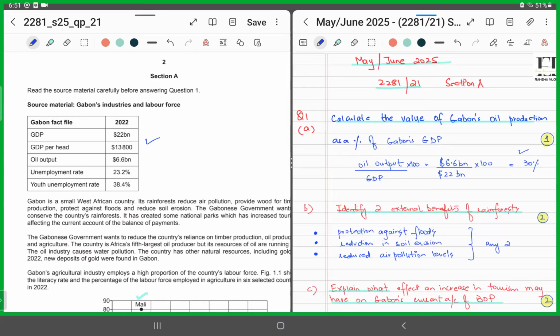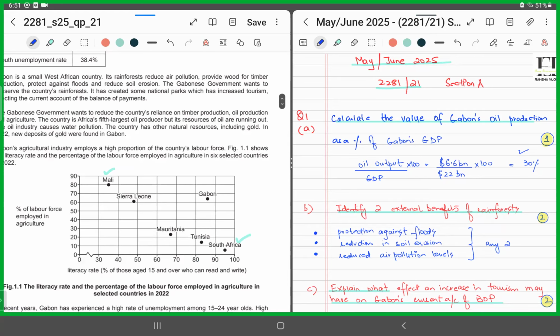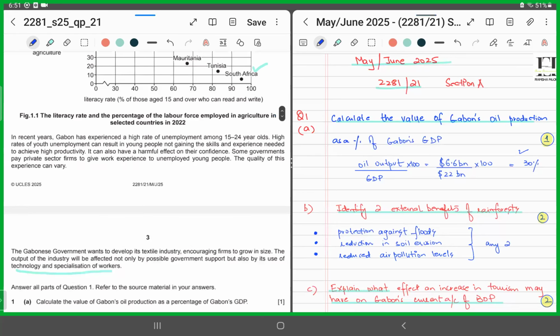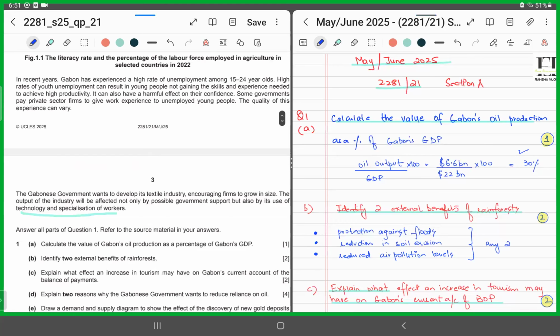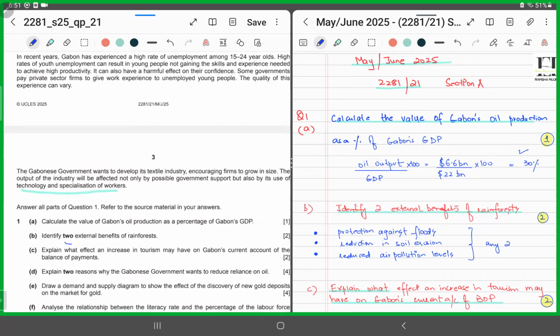All right. I hope this is clear. It's a straightforward question, 1-mark question. You just put in the figures in this intended formula and you get the answer. All right, part B. Part B asks us to identify 2 external benefits of rainforest. Now, the question, look at the wording of the question. The key term over here is identify. This means from the source only, you are going to identify 2 positive externalities of having rainforest.